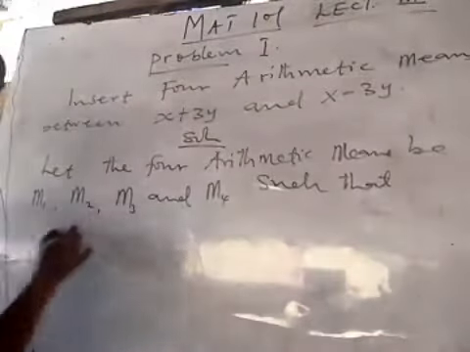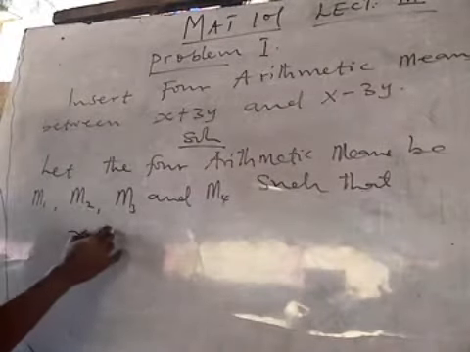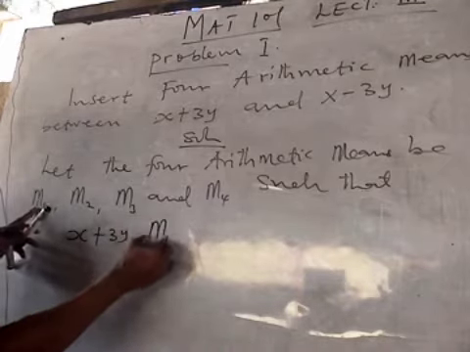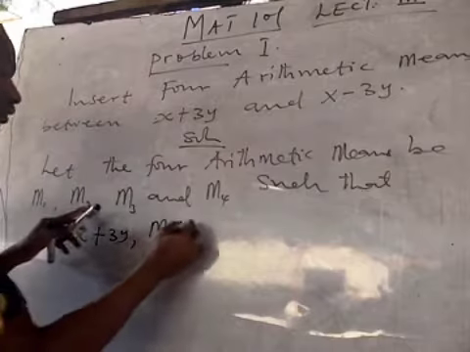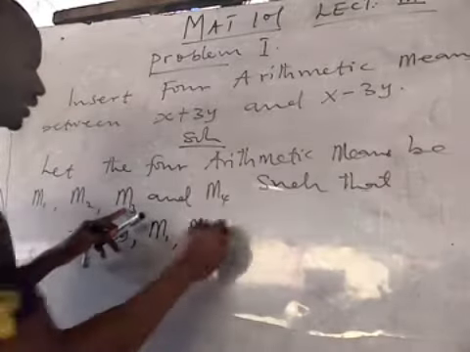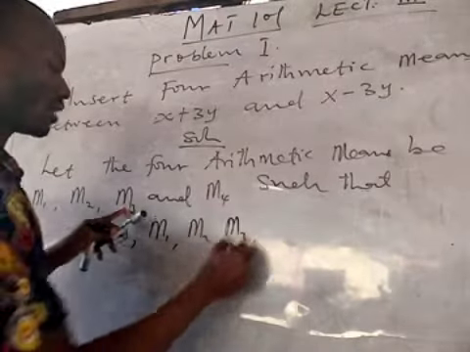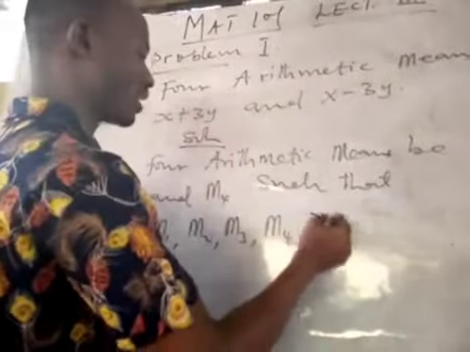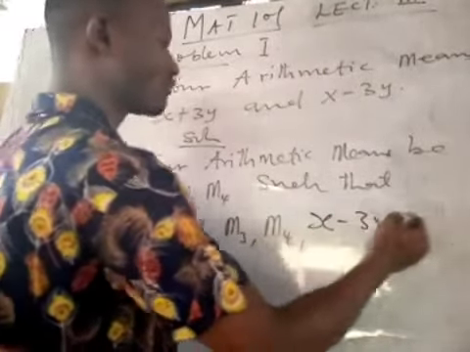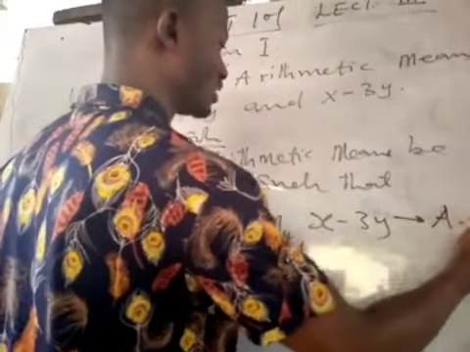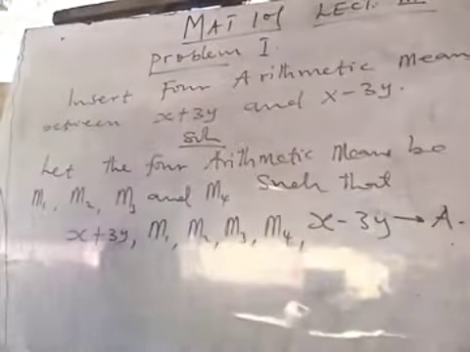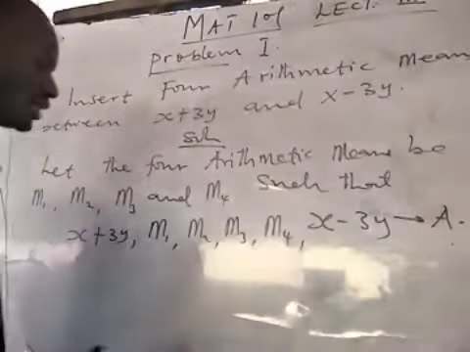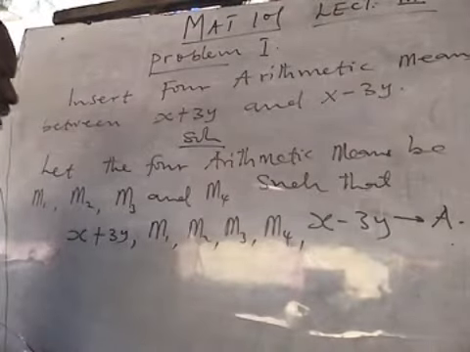What I mean is that the first number x plus 3y, comma, insert the first mean M1, comma, insert the second mean M2, comma, insert the third mean M3, comma, insert the fourth mean M4, then comma, we now have the last number x minus 3y, which forms a sequence in arithmetic progression. And if this is a sequence in arithmetic progression, it means that this sequence contains how many terms?